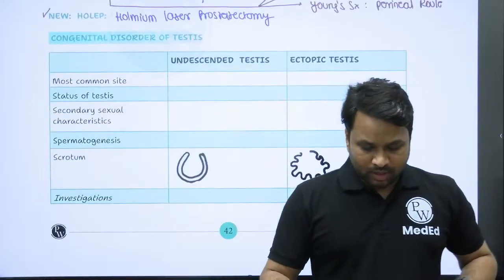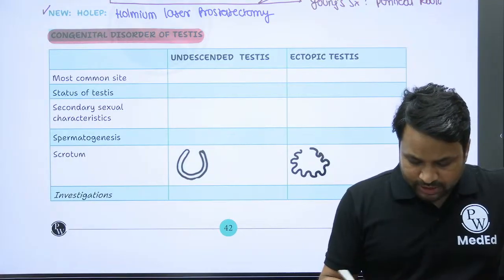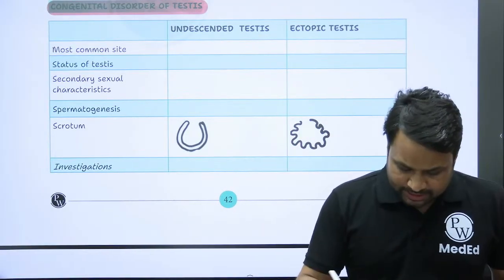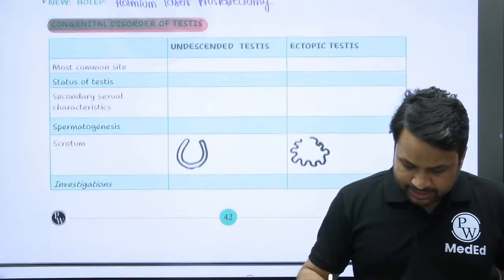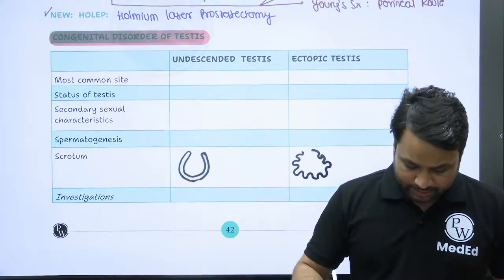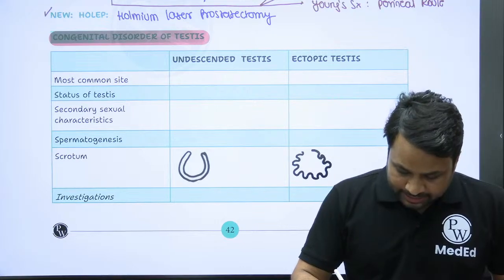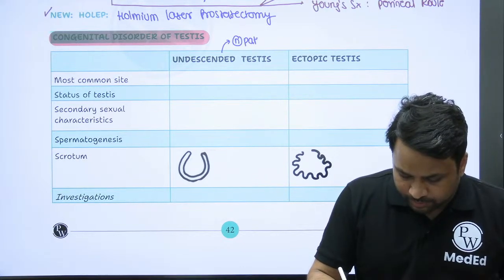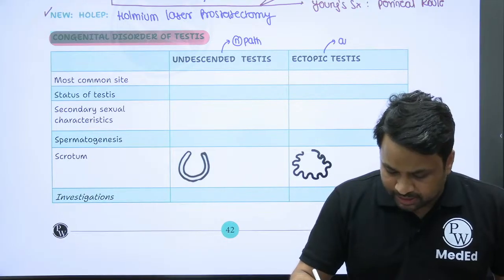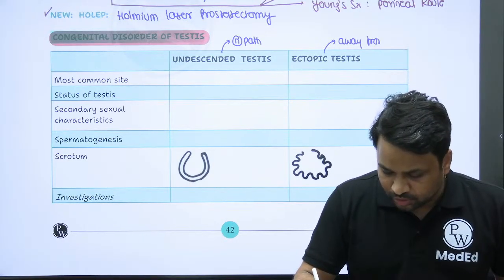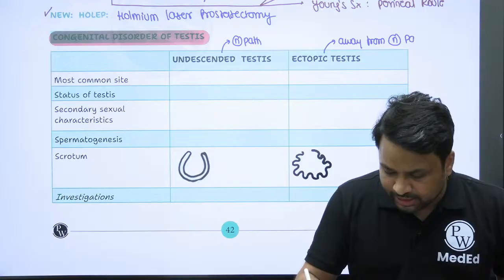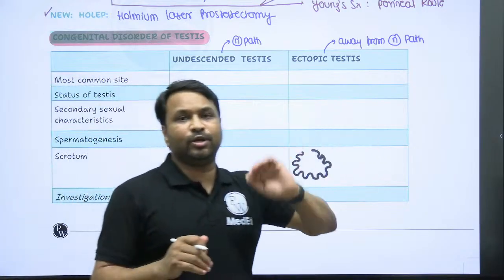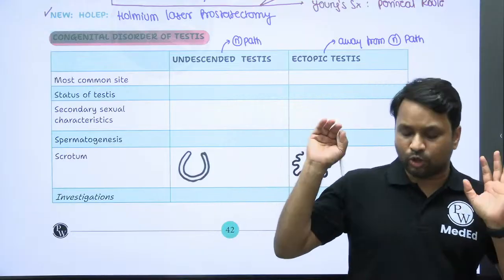So, going on to the next topic, we have congenital disorders of testes. I'll do a quick recap between an undescended testis and the ectopic testis. Remember, what is the difference between an undescended testis and an ectopic testis? In undescended testis, the testis is present in the normal embryonic path. In ectopic, it is away from the normal path. In both the conditions, you will not see the testis in the scrotum. So how do you differentiate? Undescended will be found in the normal path, ectopic will not be found in the normal path.